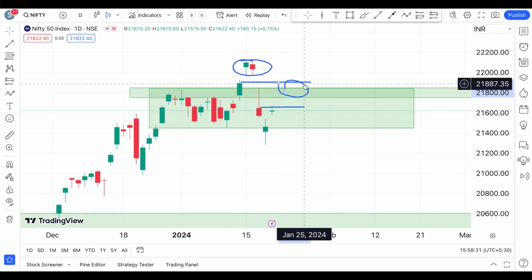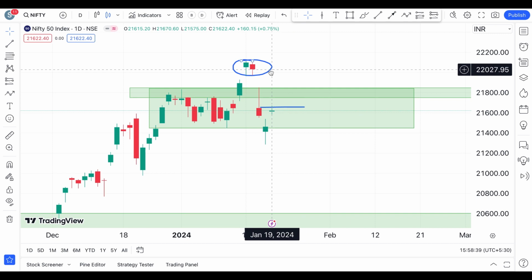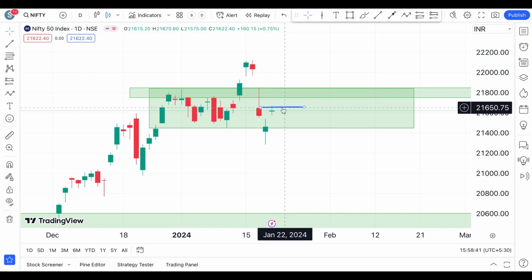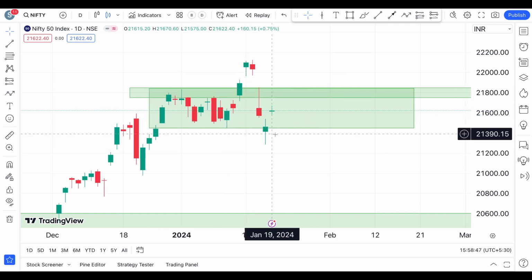Okay, so this is how the Nifty is looking on a daily chart. Now based on these two, you can plan your trades accordingly. We have discussed Bank Nifty, and we have discussed Nifty on weekly and daily charts, and we have seen what the important levels for the Nifty are.